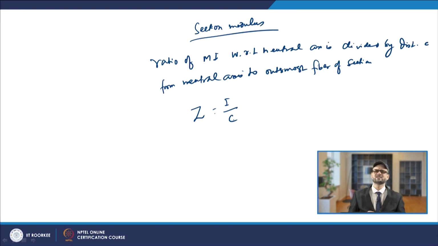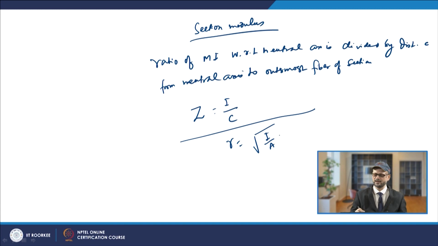Apart from that you will have other terminology like radius of gyration. It is the distance from the neutral axis to an imaginary point where the whole area of the section is assumed to be concentrated, having the same moment of inertia. The radius of gyration r is normally the square root of I upon A, so you divide by the area to find the radius of gyration.